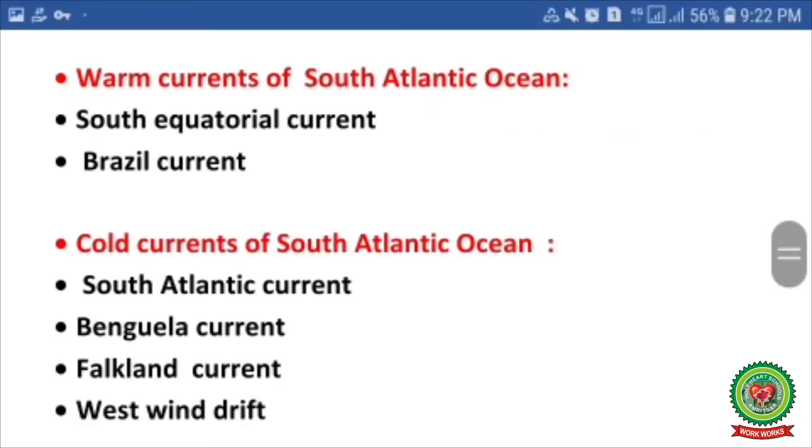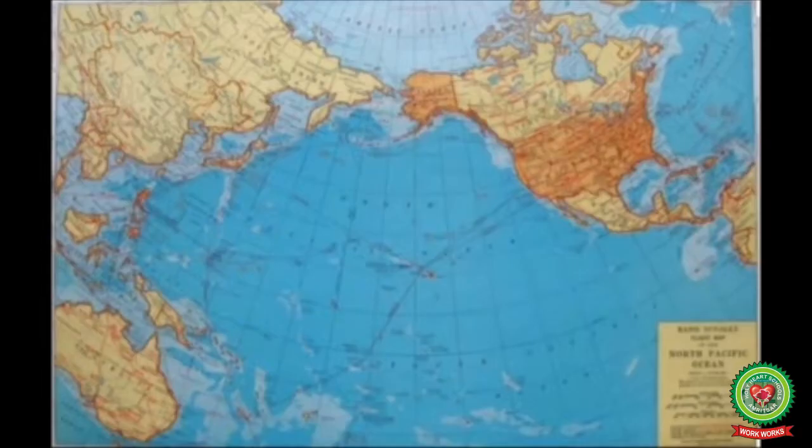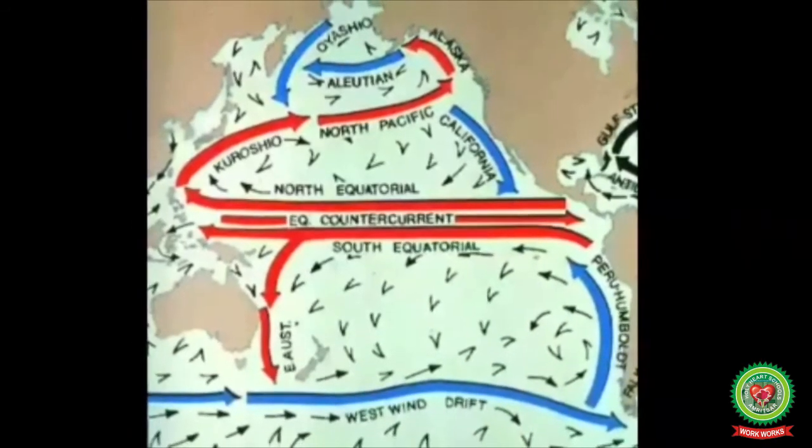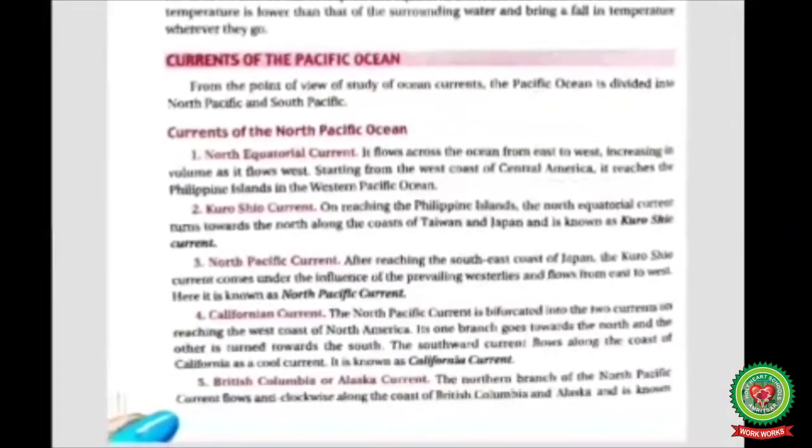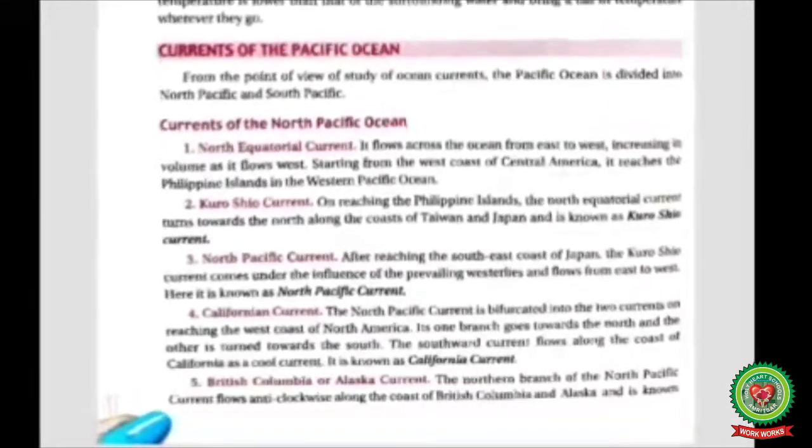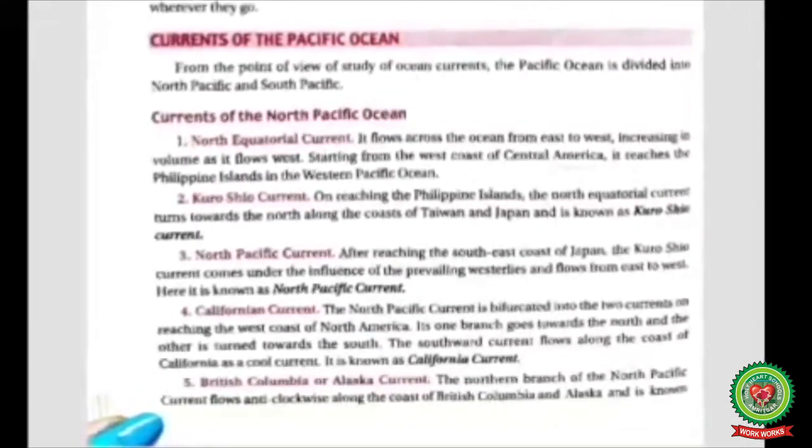The warm ocean currents of the South Atlantic Ocean are South Equatorial Current and Brazilian Current or Brazil Current. The cold ocean currents of the South Atlantic Ocean are South Atlantic Current, Benguela Current, Falkland Current, and the West Wind Drift. Now we'll study the ocean currents of the Pacific Ocean. You can refer to your book at page number 356 for the same.